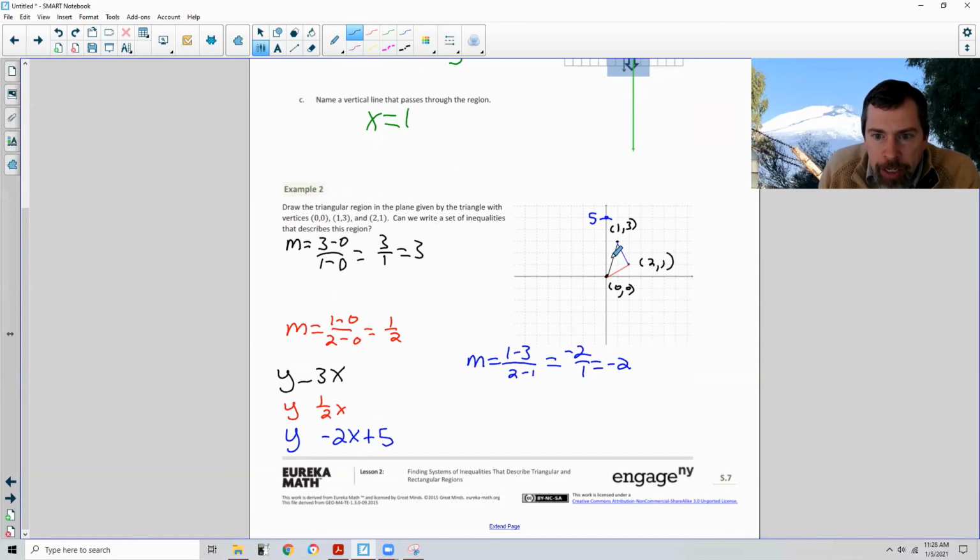So the black line, we are to the right of it or below it, so that would be less than 3x. In the red one, we're going to be on the edge of it, which would be the equal sign, but is it greater than or less than? We are above the red line, so that's greater than. And then finally, the y equals negative 2x plus 5, or below or to the left is less than. So these are our three inequalities right here.